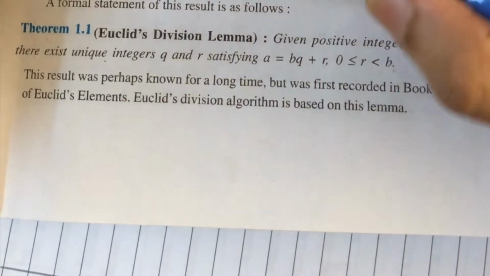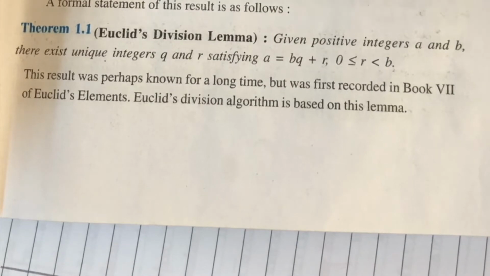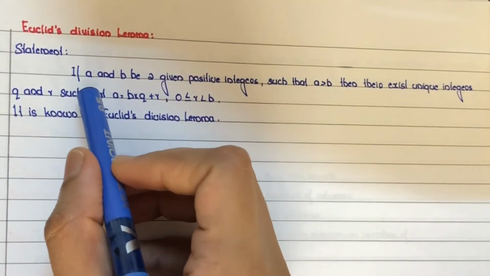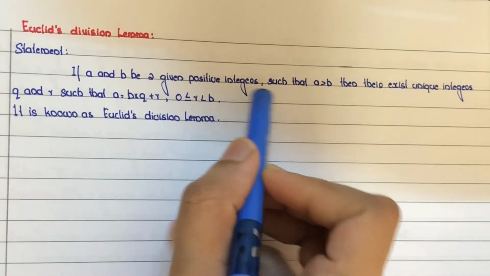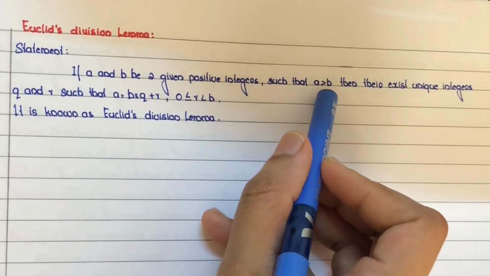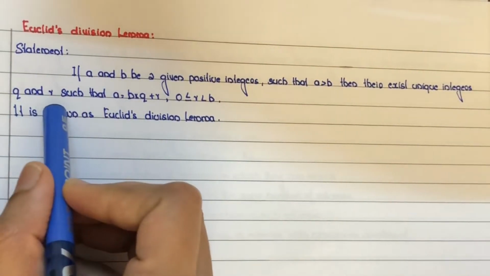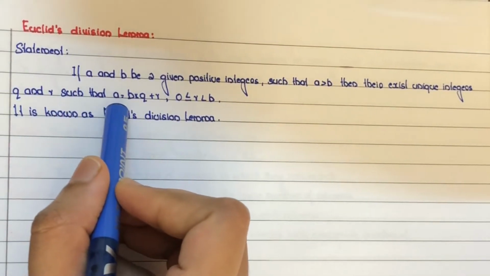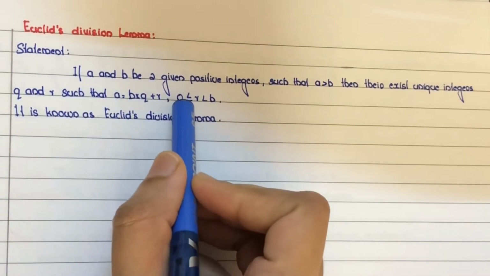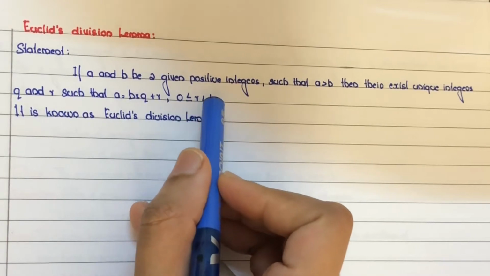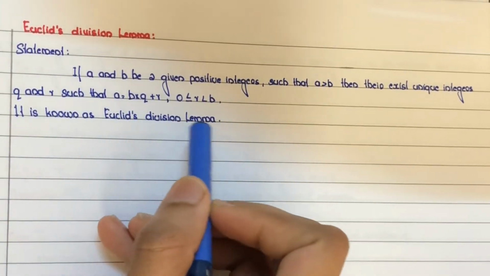Next topic, Euclid division lemma, page number 3. Statement is, if a and b be two given positive integers such that a greater than b, then there exist unique integers q and r such that a equal to b into q plus r, 0 less than or equal to r less than b. It is known as Euclid division lemma.